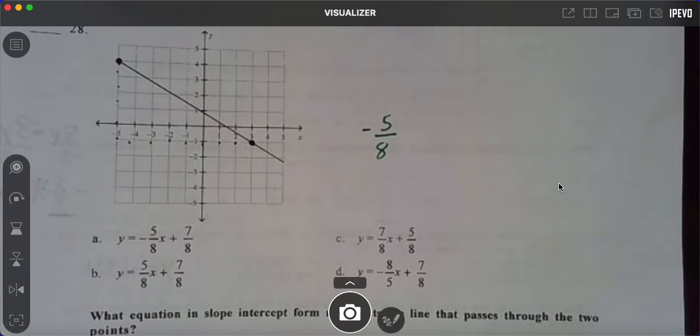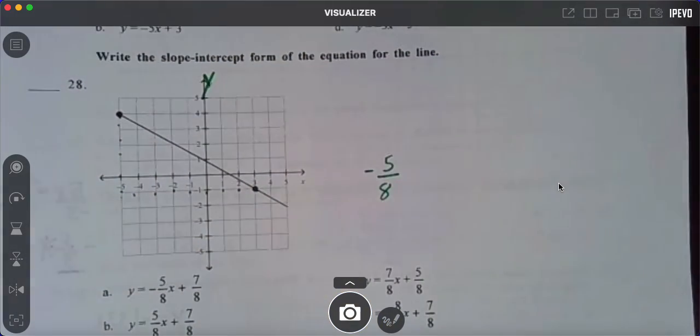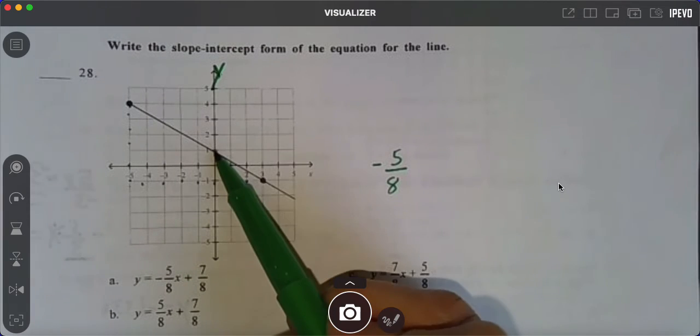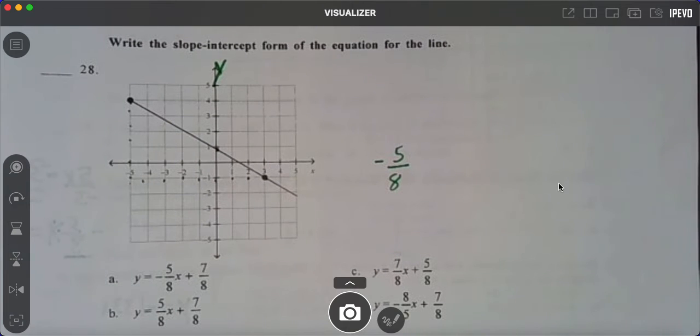A. All right, now let's check and make sure that other number means it's our y-intercept. That means where it crosses the y-axis. This is your y-axis. So does that look like it makes sense? Does it look like it's at 7/8? Yeah, that's almost 1. So it is.